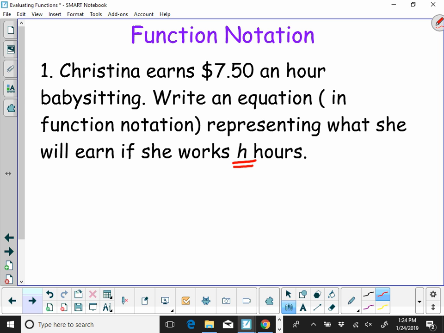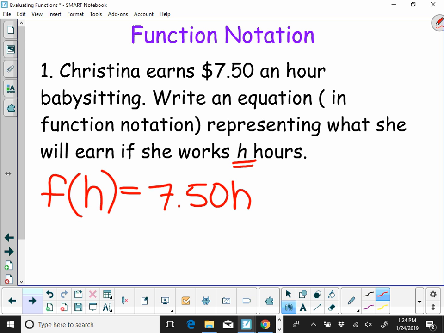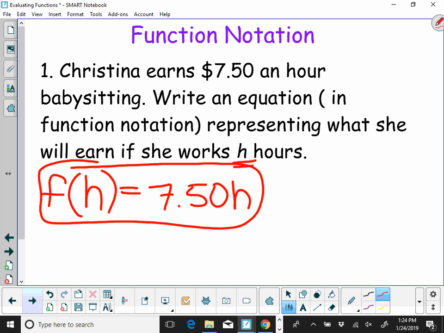Y'all, this right here is how we know we're going to do function notation. Instead of T equals or C equals or Y equals, we're going to put F of H equals. Okay? And then how do we write $7.50 an hour? 7.50 H. Okay, so that means depending on how many hours she works is going to change our F of H, right? Our total she makes. And that's it. That's what function notation is. It's taking an equation and writing with an F of so whatever letter they tell you.